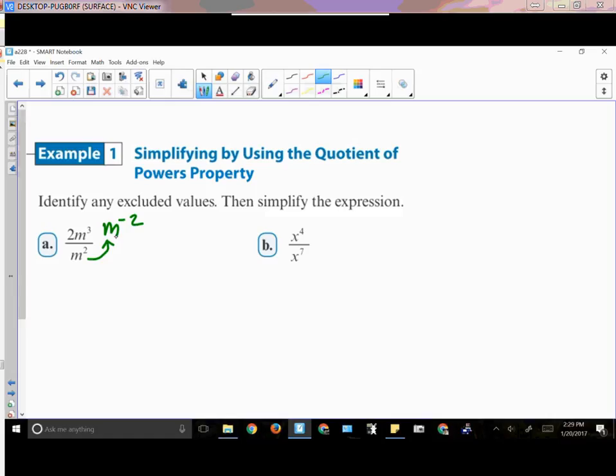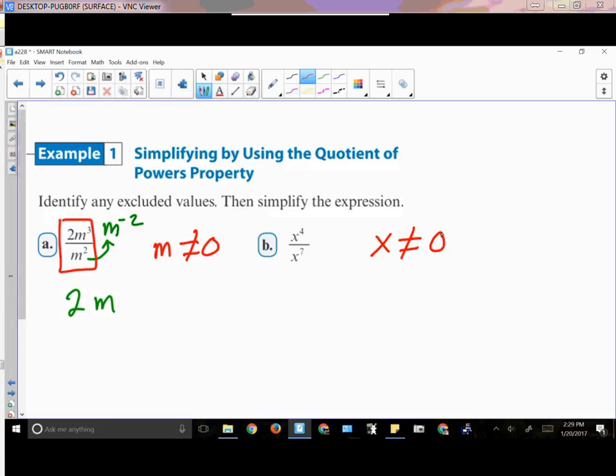So if I work this out, would I end up with just simply 2m? Now, if I look at this, I could plug a 0 into this and it would be perfectly fine, right? But because of the original expression, what we start with, m cannot be equal to 0. X cannot be equal to 0.